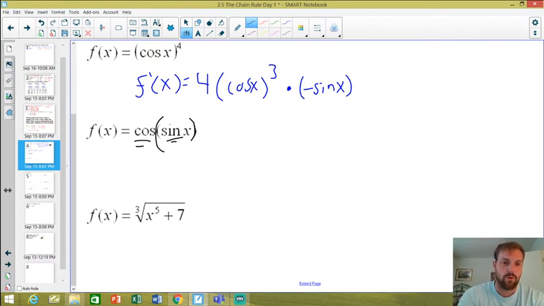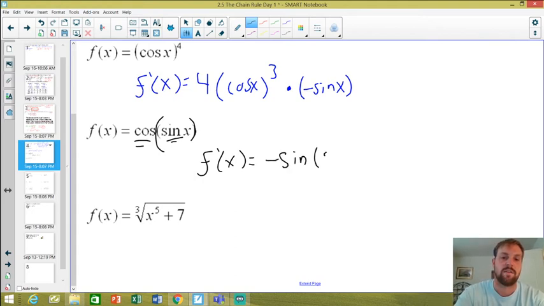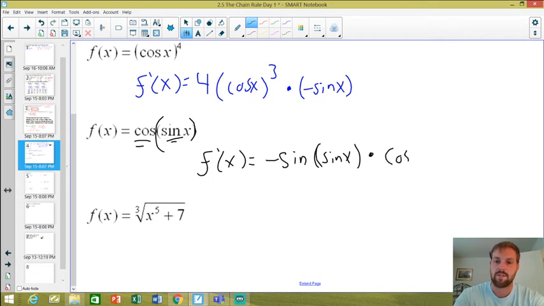Well, again, think about the rule. We're going to take the derivative of the outside while leaving the inside untouched. So the derivative of cosine is negative sine, and then we'll leave the quantity untouched inside. So we took the derivative of the outside as if there was nothing on the inside. And now we multiply by the derivative of the inside. The derivative of sine of x is cosine of x. So my final answer is negative sine of sine of x times cosine of x. And again, you can leave it that way.